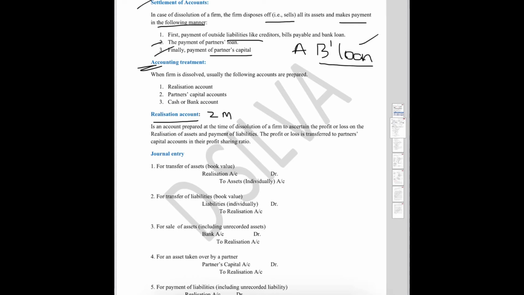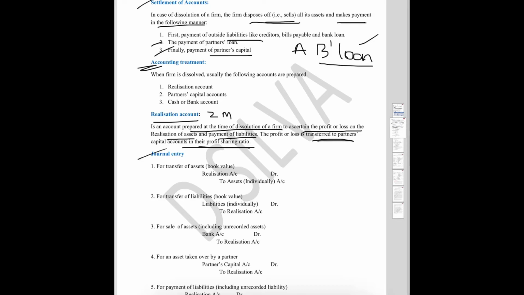So first and foremost, what you need to understand is it is prepared only at the time of dissolution of a partnership firm. And what do you get? You will ascertain the profit or loss on realization of assets, nothing but selling or disposal of assets, and making payment of liabilities. The profit or loss is then transferred to partners' capital account in the profit sharing ratio. So when you prepare realization account, either you will get a profit or a loss. Now this needs to be distributed among the partners, transferred to partners' capital account in the profit sharing ratio.